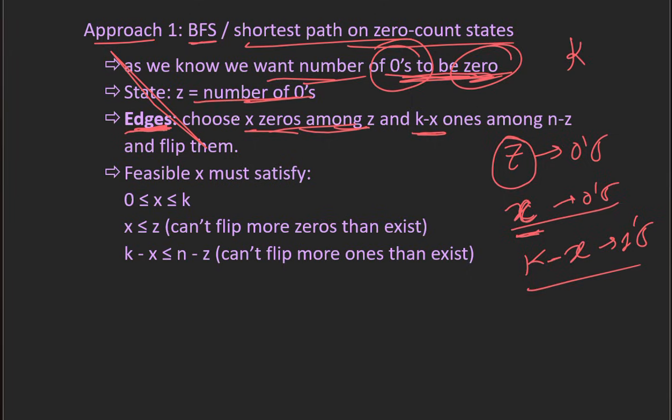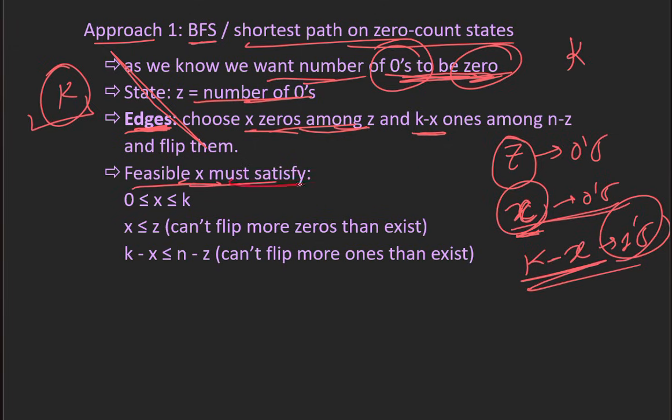So earlier what we did was randomly selecting k bits. Now what we do is we select x zeros and k minus x ones, right? And what will be the feasible x condition? What will be the condition for the x? So the first condition is x should be less than or equal to k, because at max we can flip k bits, right?